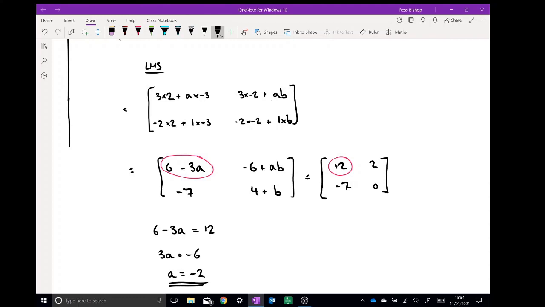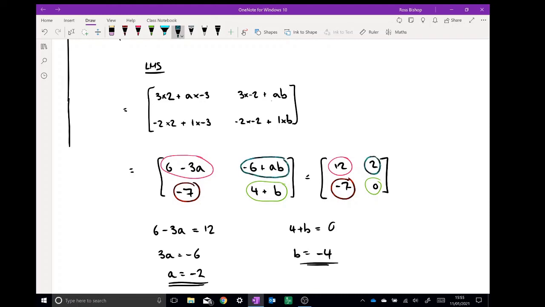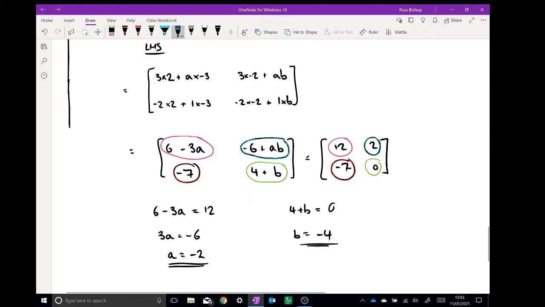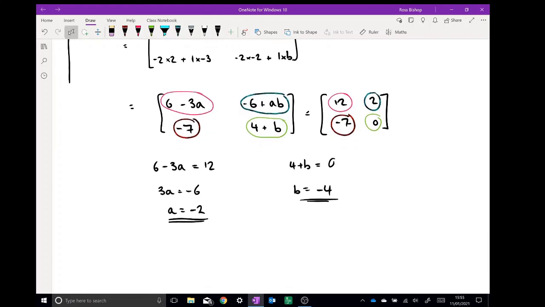And then if I find one just with b's in, that one's a good one to check. So 4 plus b equals 0. B is going to equal negative 4. And I could do a check on the others. Minus 7 equals minus 7, that's good. And then a quick check on here: minus 6 plus AB, that's going to be plus 8, which does equal 2. So I know I'm pretty accurate with that. So those are my two answers there.